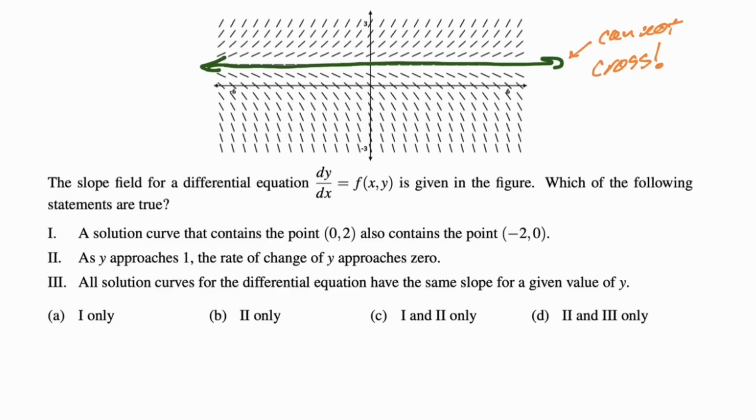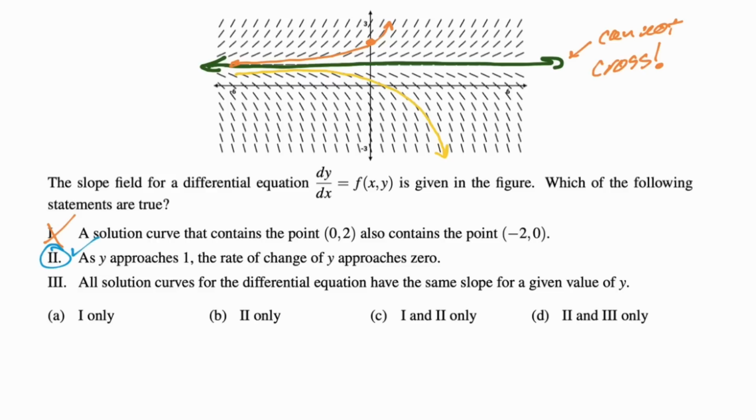The first item we're given: a solution curve that contains the point (0, 2) also contains the point (-2, 0). Now, I think the fact that y equals 1 is a horizontal line passing through this is going to mess that up, right? If we draw a solution curve there, you can't get past y equals 1, so you can't get down to (-2, 0). This is out. Based on having drawn our solution curve, we could put in another one that's decreasing and concave down. Yeah, as the y values approach 1, the rate of change of y, the slope of the solution curve, does approach 0.